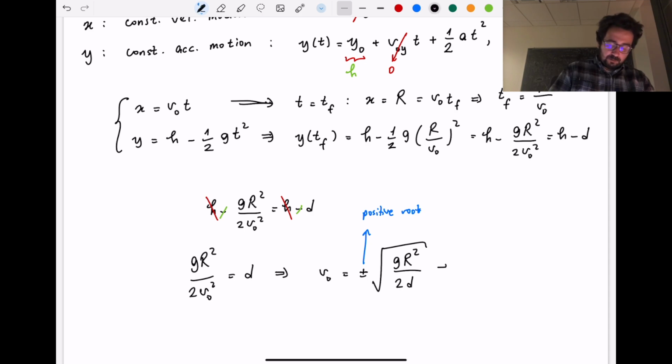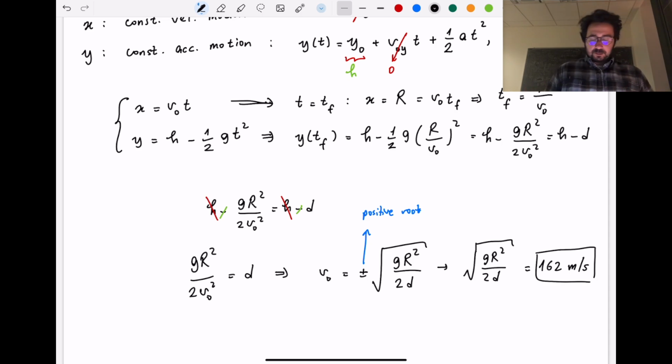So we have the square root of g r squared over 2 times d. And if we plug in the numbers correct to 3 significant figures, we are going to obtain 162 meters per second.